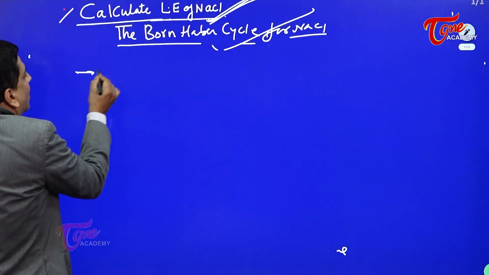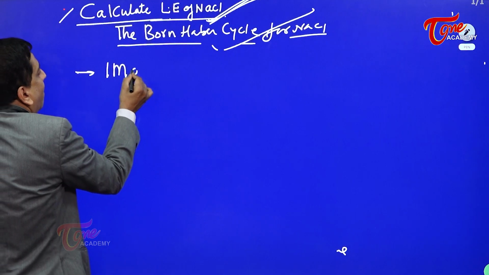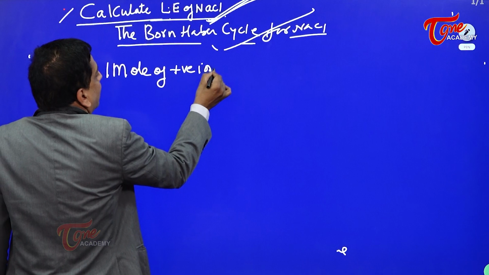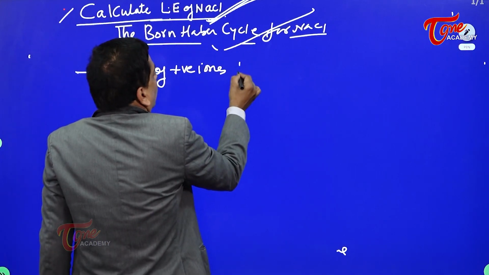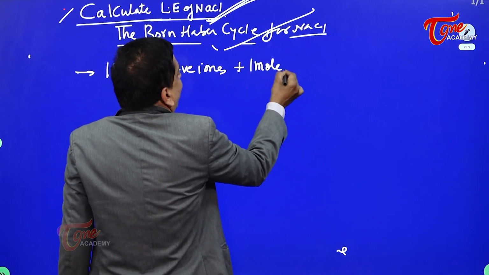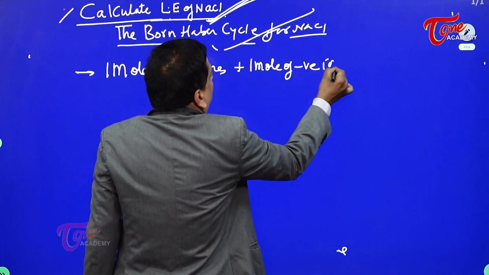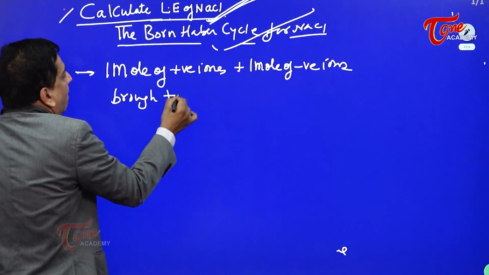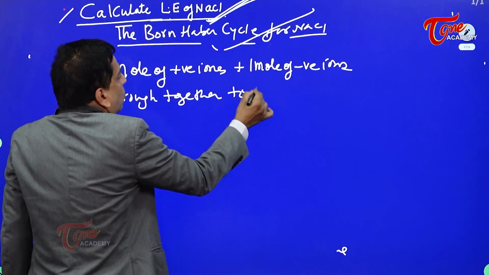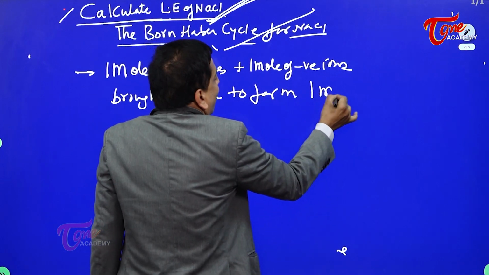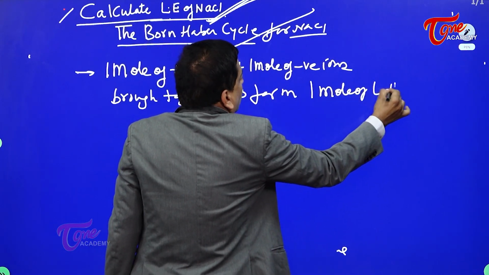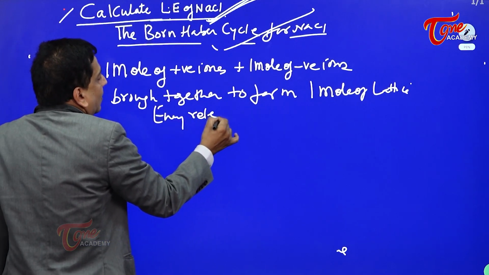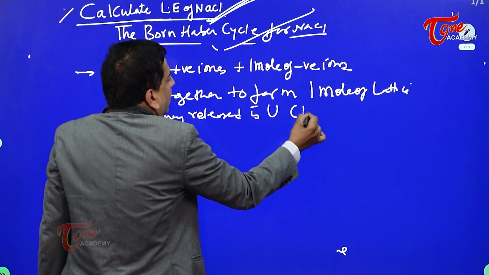Remember this. 1 mole of positive ions plus 1 mole of negative ions brought together to form 1 mole of a lattice, then the energy released is U. That is nothing but the lattice energy.